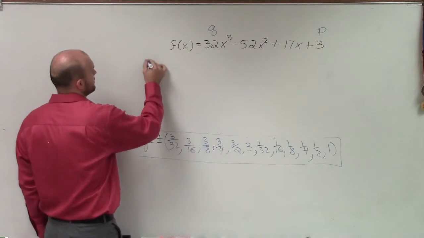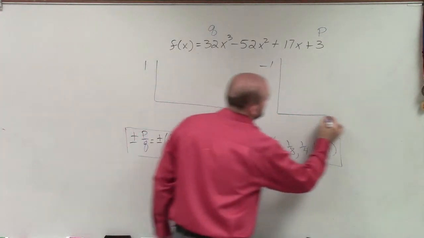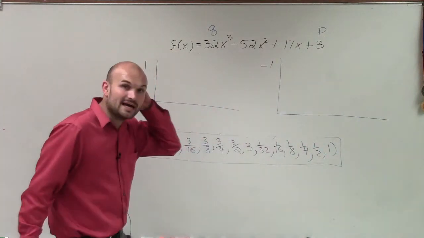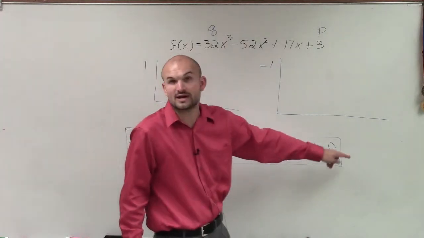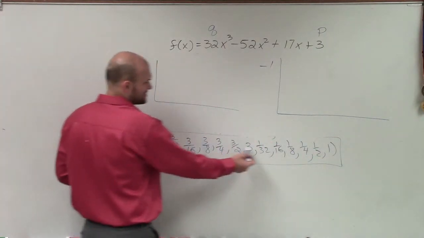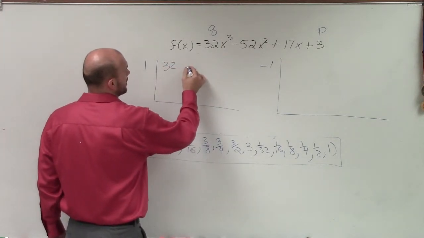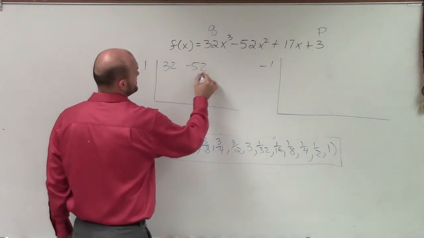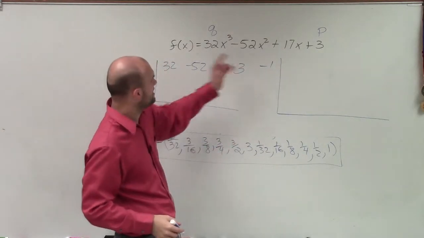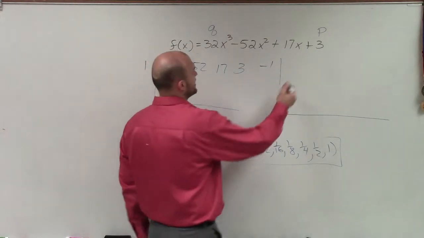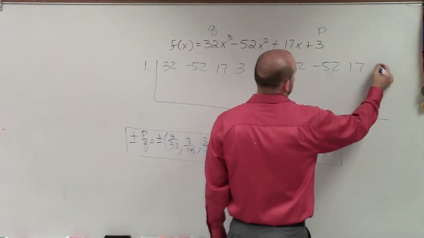Let's actually show that. I'll do it for both of them, just because I like doing math. So let's pretend you don't have graphing technology, and you're saying, let me just go ahead and see if 1 or negative 1 is a 0, because I don't really want to do synthetic division for all these. So you pick 32, negative 52, 17, and 3. And then you say, I bet if 1's a 0, maybe negative 1 will be a 0 as well. 32, negative 52, 17, and 3.